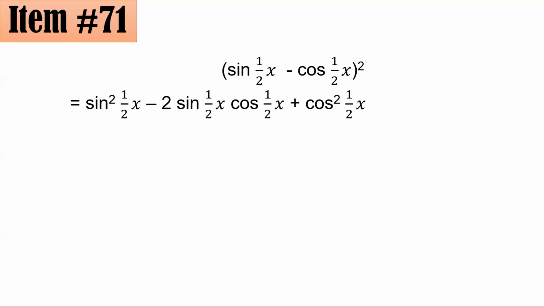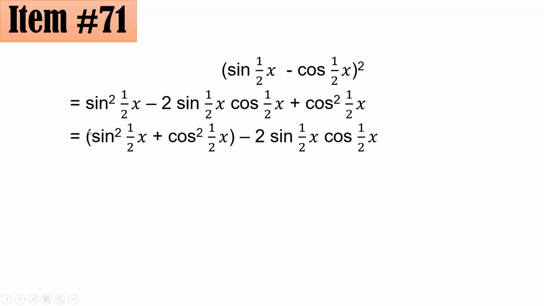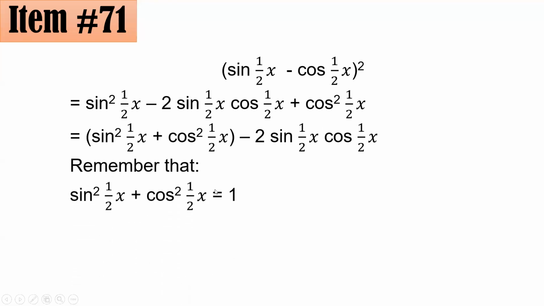Okay, salamat po. And I will be rearranging the terms. I group together the sine squared 1/2 x plus cosine squared 1/2 x, and I place this middle term as the last term here. Okay, kung inyo pong matatandaan, ano po yung identity natin? Ano pong value ng sine squared 1/2 x plus cosine squared 1/2 x? 1 po. Kasi meron po tayong Pythagorean identity sa trigonometry na sine squared theta plus cosine squared theta equals 1. Here your theta is 1/2 x. So magiging 1 po ito.